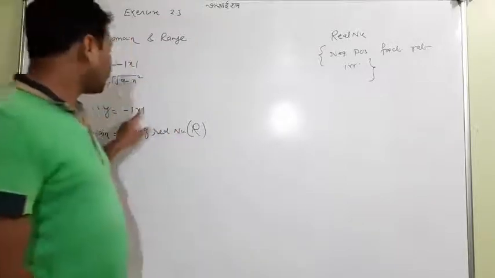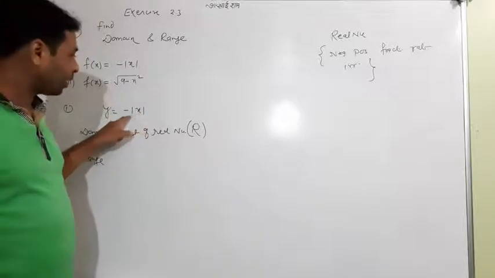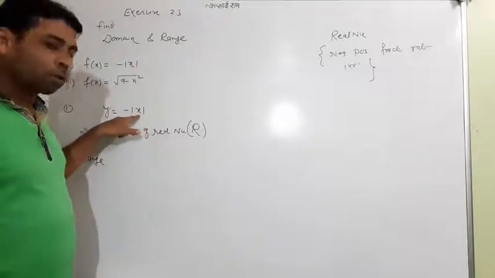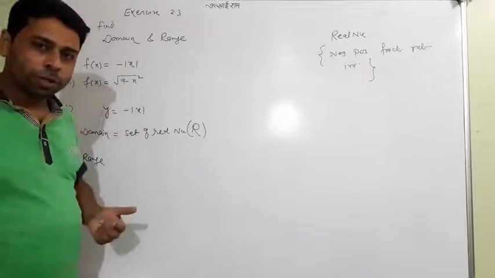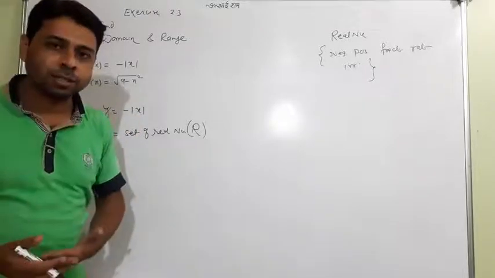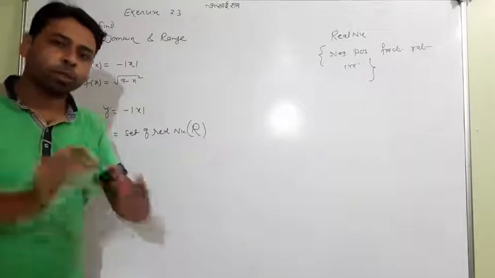Suppose you are putting x equal to 2, so the answer is -2. Suppose you are putting x equal to -2. You know the mod is again 2, so again your answer is -2. So what kind of answers? The range of answers is actually the range of the function.